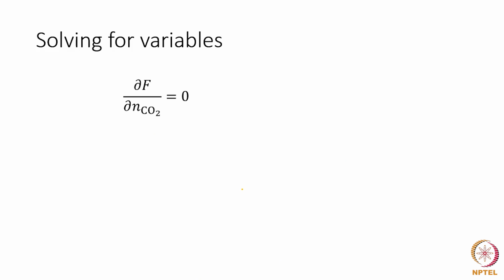So that's how we do. Basically we write the partial derivative of f with respect to the first variable NCO2, set it to be 0. Similarly with respect to CO and with respect to O2. So these 3 are 3 conditions which will allow us to solve for the 3 variables, which are the number of moles of carbon dioxide, carbon monoxide and oxygen. Okay, so let us see how we go about.